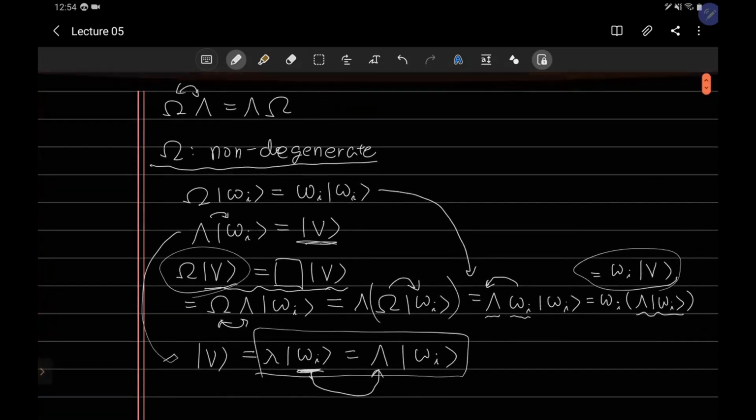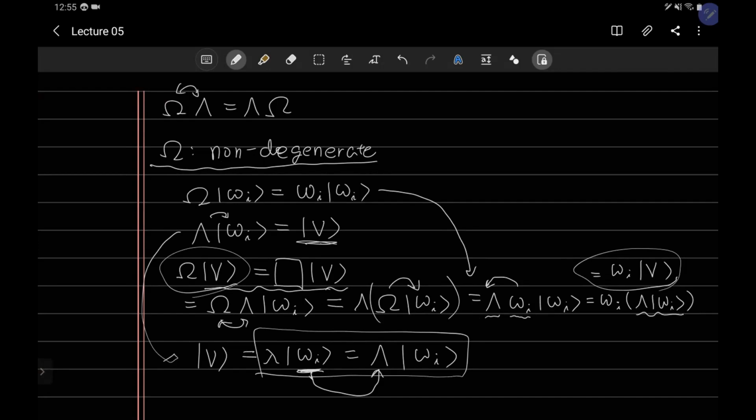What we did was we started with the assumption that omega and lambda commute with each other. Then, for the case of the non-degenerate operator omega, the eigenvector of omega is also the eigenvector of lambda when they commute with each other.